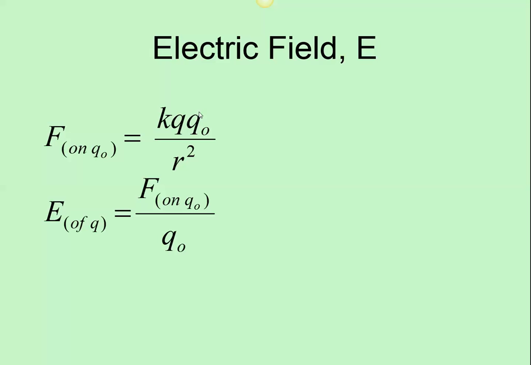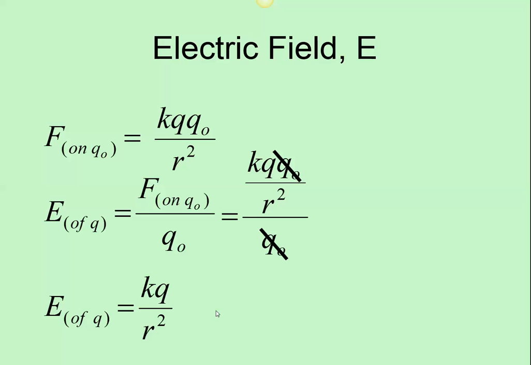We're going to take this k Q Q naught over R squared right here, and we're going to insert it here for the force on that test particle, just like this. And so when we do that, we should see that R squared is going to drop to the bottom. And then you should notice there's something going to happen to Q naught. So of course Q naught is in the denominator and the numerator, so they're going to cancel out.